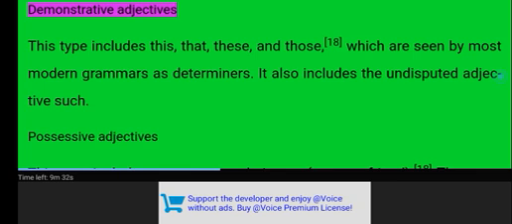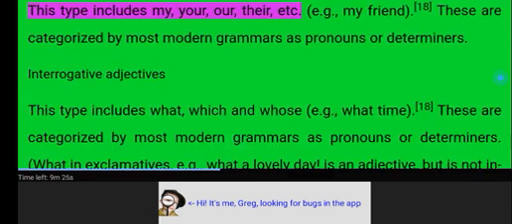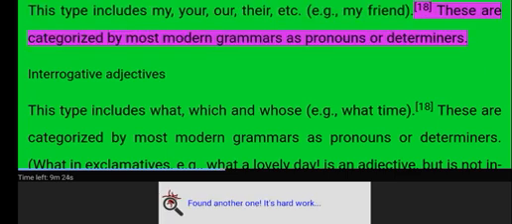Demonstrative adjectives. This type includes this, that, these, and those, 18. which are seen by most modern grammars as determiners. It also includes the undisputed adjective such. Possessive adjectives. This type includes my, your, our, their, etc., e.g., my friend. 18. These are categorized by most modern grammars as pronouns or determiners. Interrogative adjectives. This type includes what, which and whose, e.g., what time. 18. These are categorized by most modern grammars as pronouns or determiners.